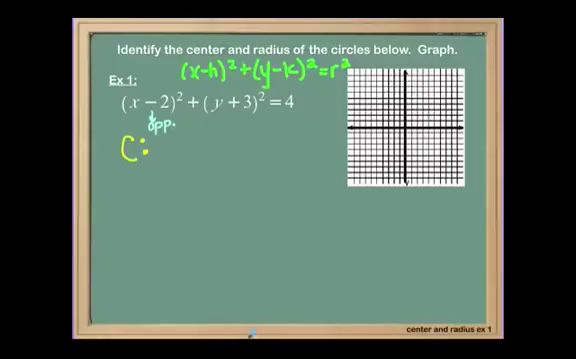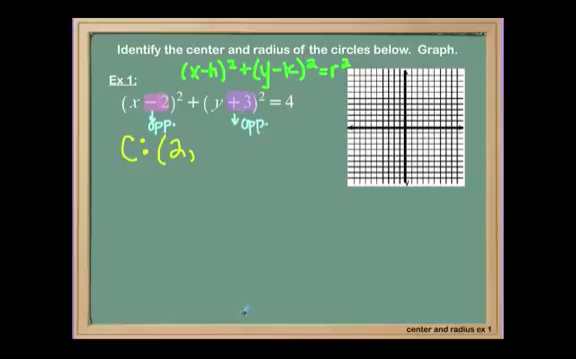So if we take a look, we have (x minus 2) quantity squared. What that's telling me is my number in parentheses is a negative 2. For my center, we need the opposite of negative 2. So my x value is going to be a positive 2. From here, we need to do the same thing for our y. We have (y plus 3) quantity squared. What we have to do is take the opposite of that y value. Well, the y value that we have in parentheses is a positive 3.